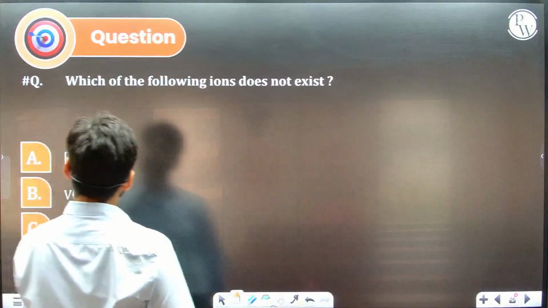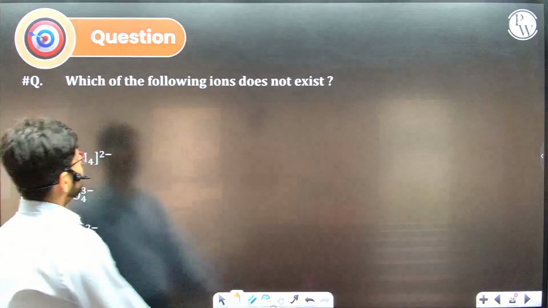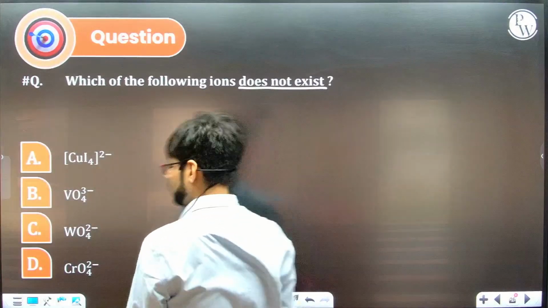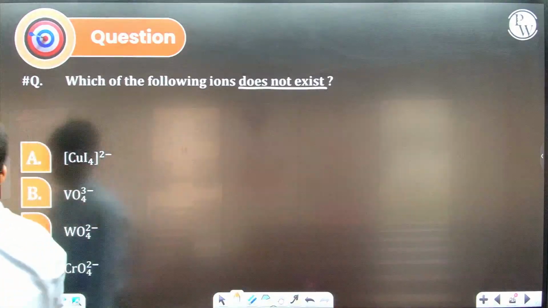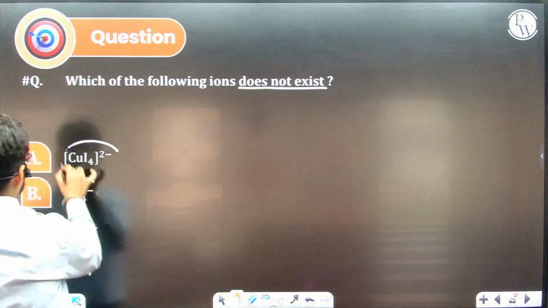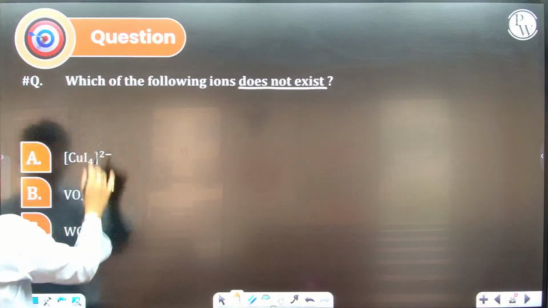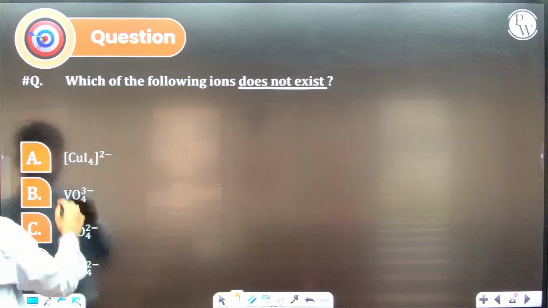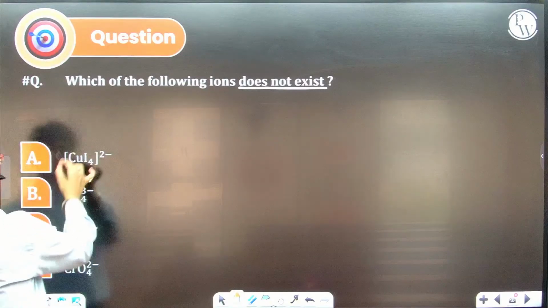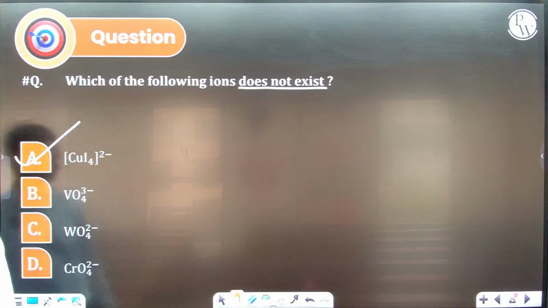Next question. Which of the following ions does not exist? This does not exist. These you must have seen. V is vanadium, W is tungsten, but this you will never see. So A is the answer. This does not exist.